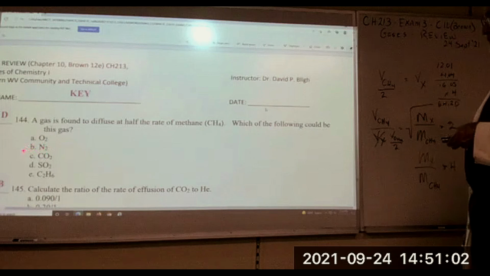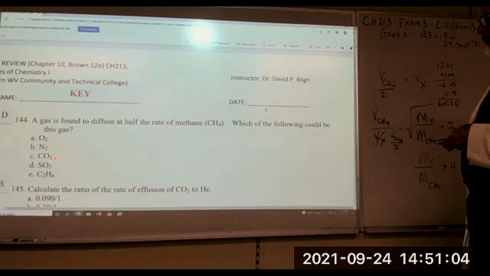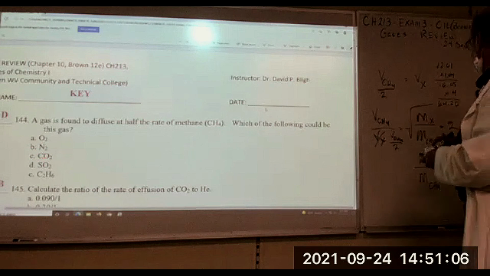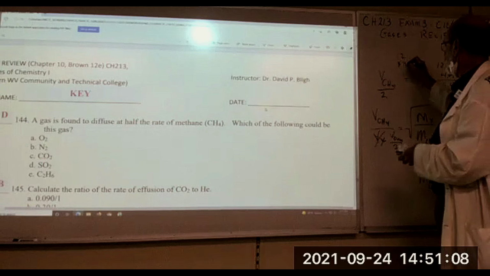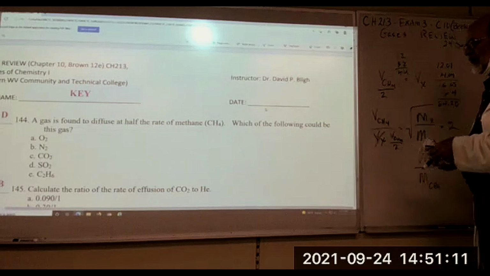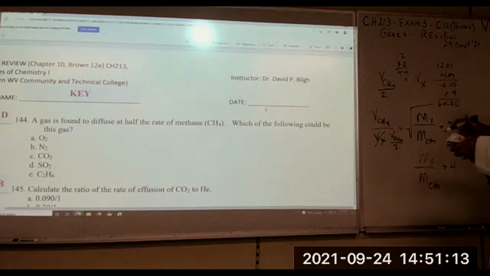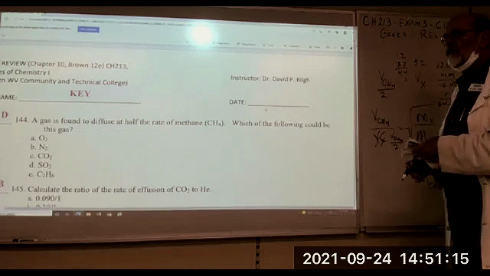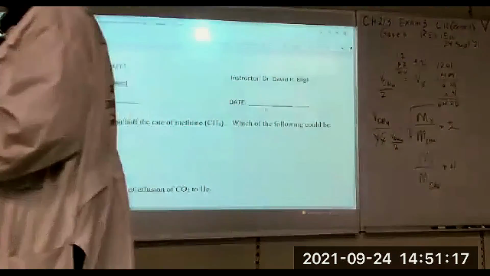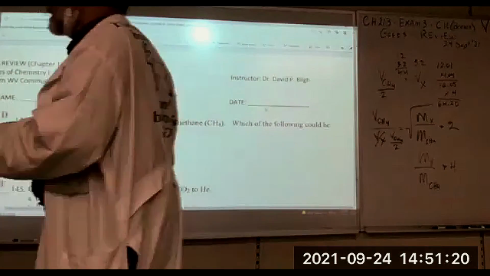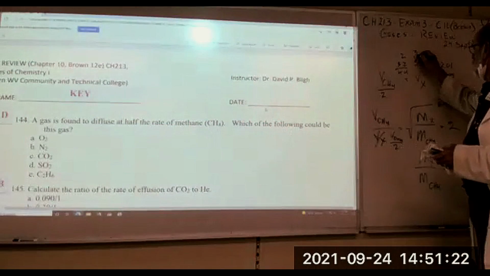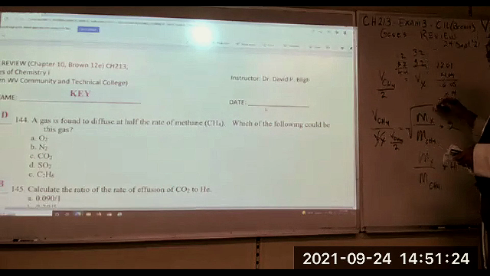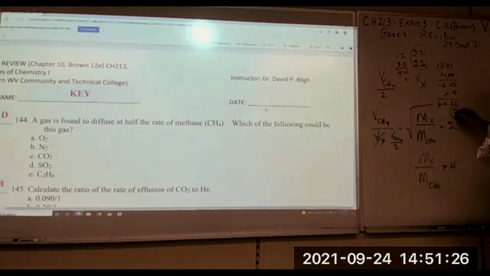14 times 2. How about carbon dioxide? 12 plus 32. That's 44. That's not it. How about sulfur times 2 oxygens? 32 with sulfur, 32 times 2. That's 64. That's it. Sulfur dioxide. Okay.